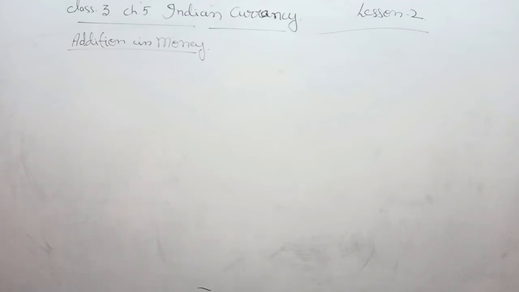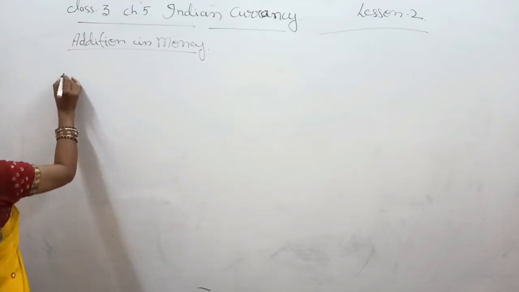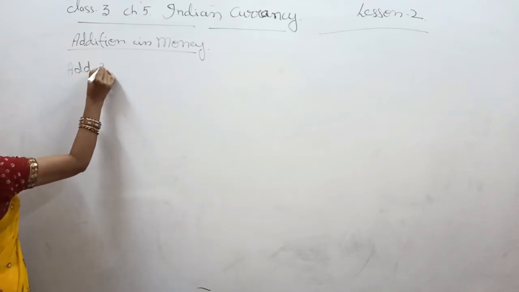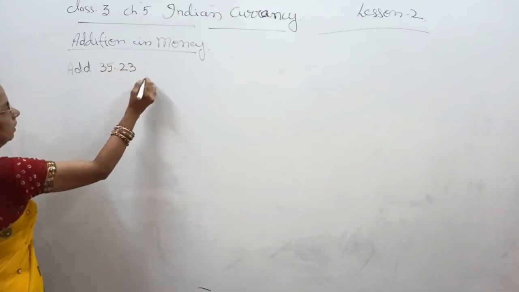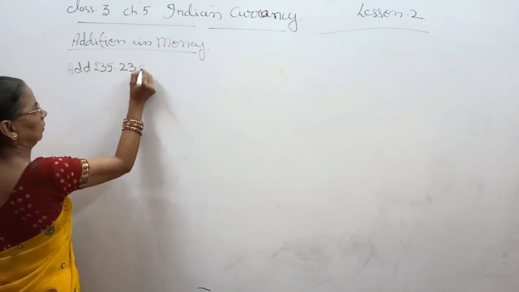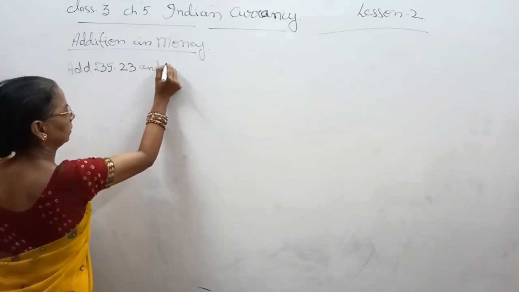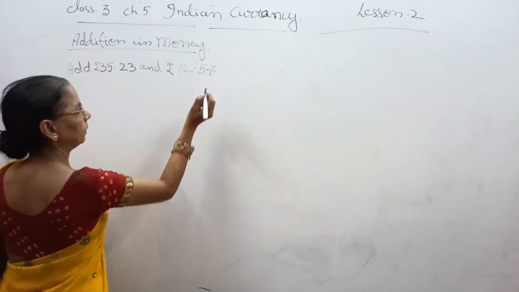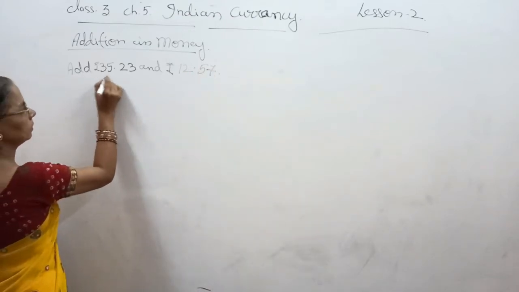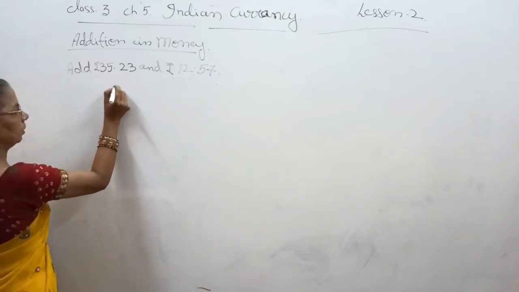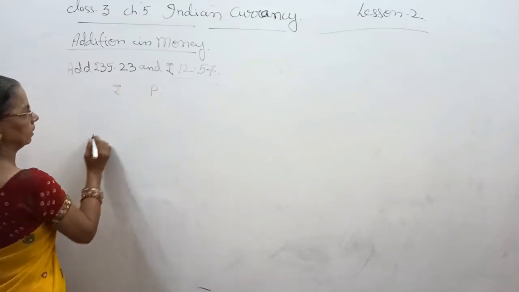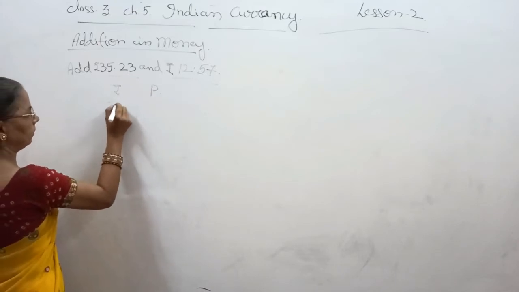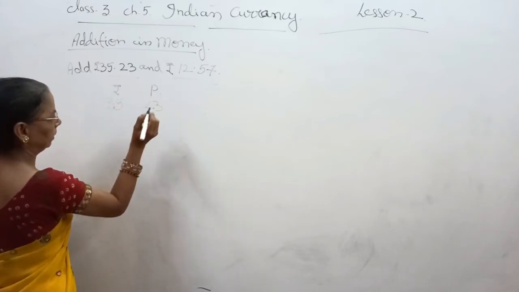If we have to add 35 rupees 23 paise and 12 rupees 57 paise, then we have to add them. These two numbers we have to add. Then simply put rupees here and paise here. Now that is 35 and here it is 23.